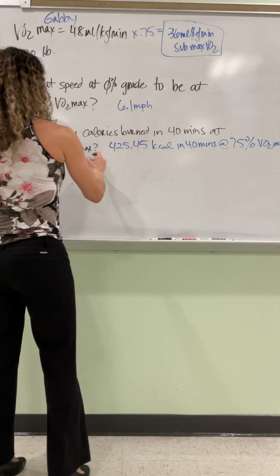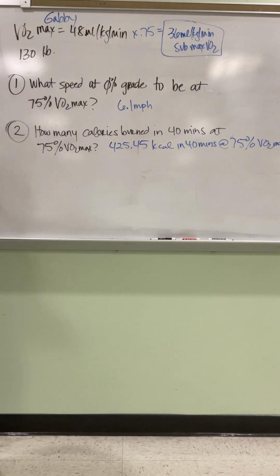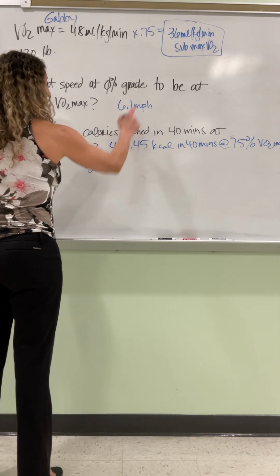A common error here would be to use the 48 to calculate energy expenditure instead of the 36. I guarantee she's not working at the 48 for 40 minutes. You can't work at your VO2 max for 40 minutes. You can work at 75% of your VO2 max for 40 minutes. So make sure you use the submax.